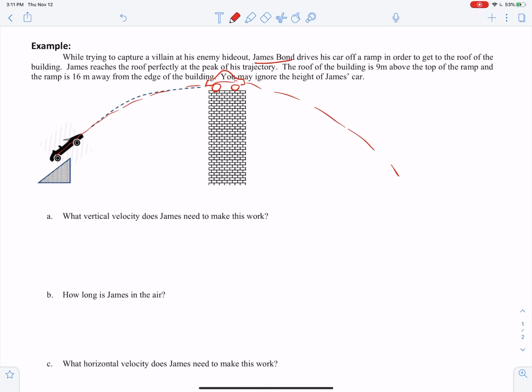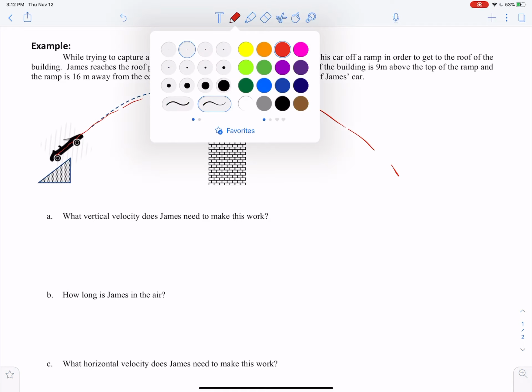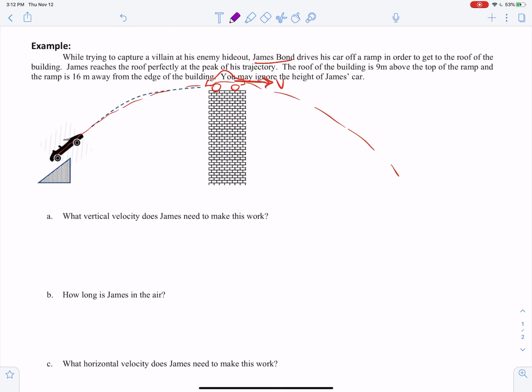That means that at this moment at the top, there is only horizontal velocity, there is no vertical velocity. So the vertical velocity is 0 once the car reaches the top of the building. Okay, let's add some measurements here. We're told that from the top of the ramp to the top of the building, it's 9 meters. And the ramp to building distance is 16 meters.